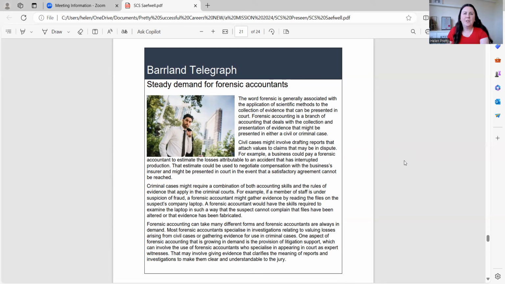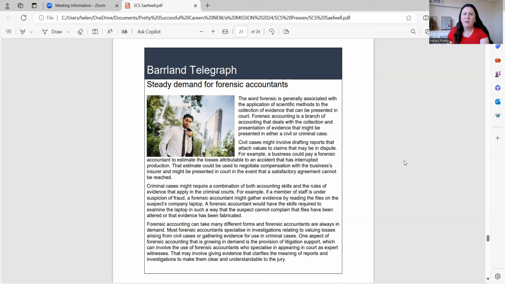The word forensic is generally associated with the application of scientific methods to the collection of evidence that can be presented in court. Forensic accounting is a branch of accounting that deals with the collection and presentation of evidence that might be presented in either a civil or criminal case.